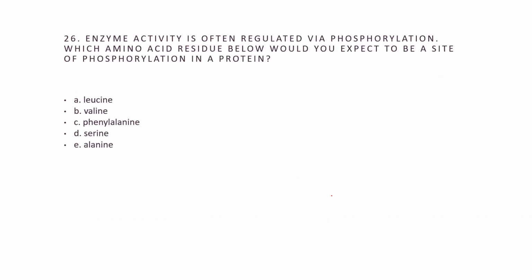Okay, we're going to get through this, guys. Enzyme activity is often regulated via phosphorylation. Which amino acid residue would you expect to be a site of phosphorylation in a protein?